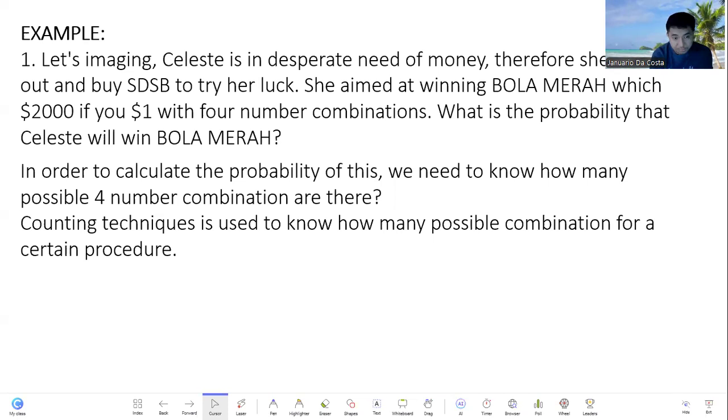Now, like I said before, in order to calculate the probability of this, we need to know how many possible 4 number combinations there are.